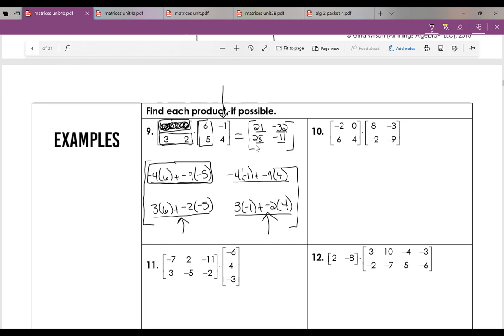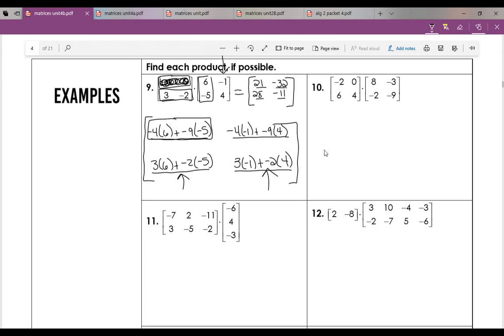So this would be my final answer. That's a 2 by 2 matrix. Y'all agree? All right. Any questions about that?